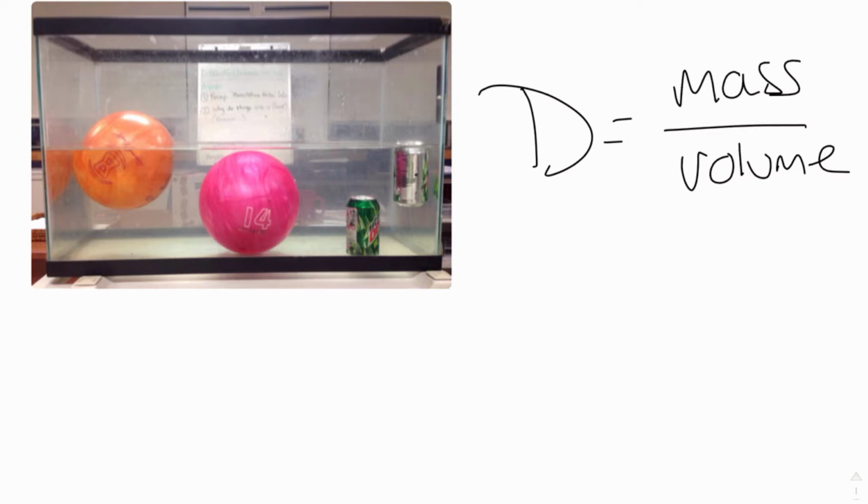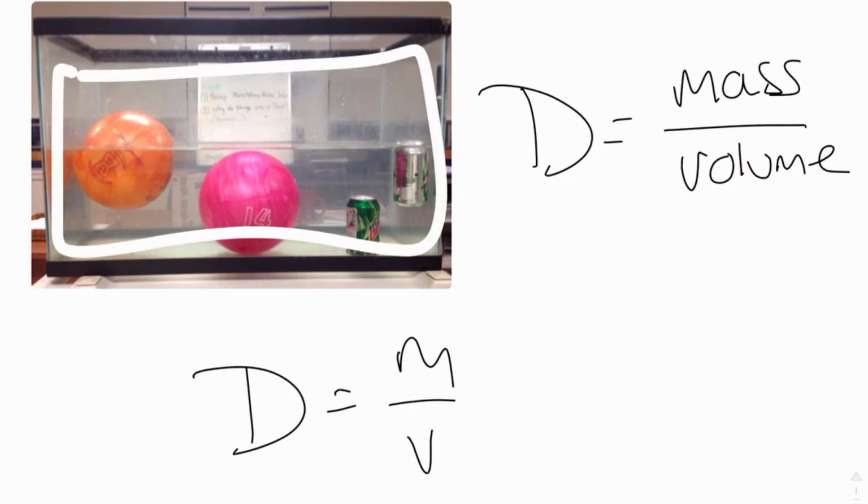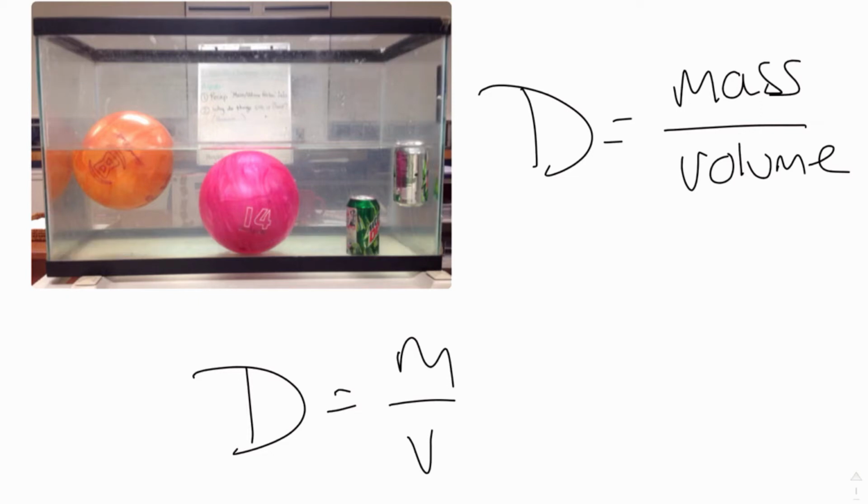And the big question was why. You had to write a couple of summary statements as to what was going on. Well, here's the basic idea. We know that density is equal to mass over volume, and the one constant here for both of these guys is the volume. The cans are both the same size and the bowling balls are both the same size.